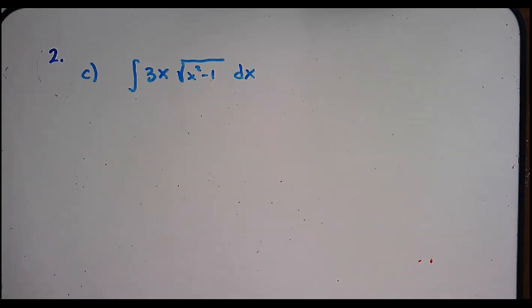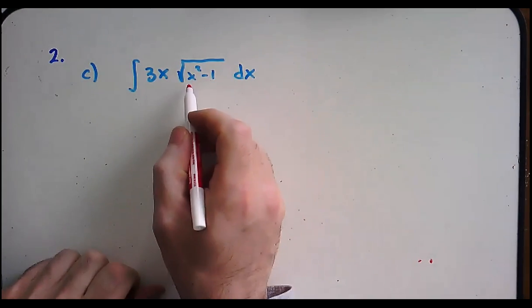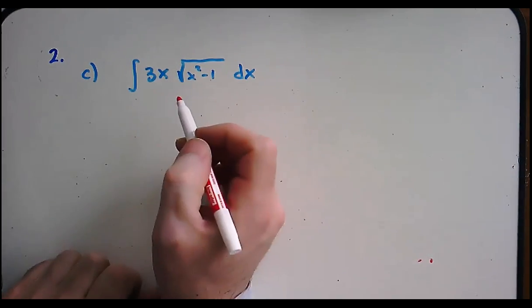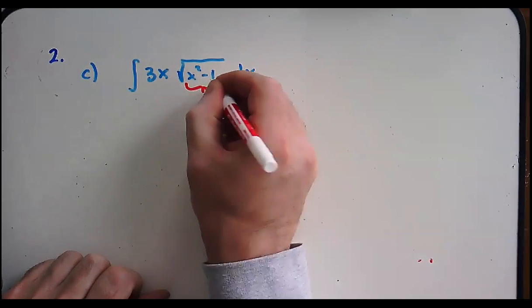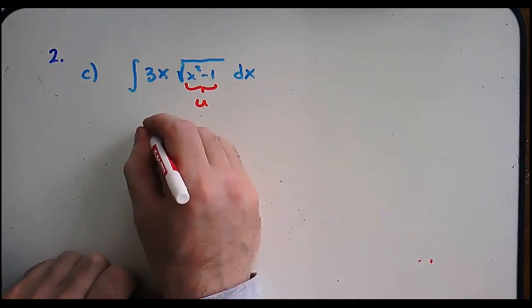Okay, on to problem 2C, another u substitution problem. Do this one a little bit more quickly, less commentary. So x squared minus 1 and 3x. I'm going to choose x squared minus 1 as my choice for u.